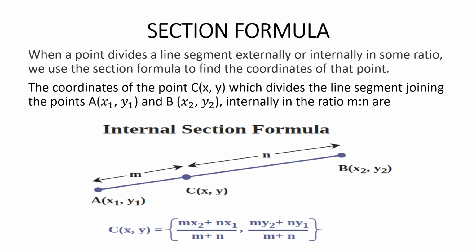That means suppose the coordinates of a point C are x, y, which divides the line segment joining points A, which has coordinates x1, y1, and B, which has coordinates x2, y2, internally in the ratio m is to n. Then the coordinates of C will be C(x, y) is equal to (m into x2 plus n into x1) upon (m plus n), (m into y2 plus n into y1) upon (m plus n).